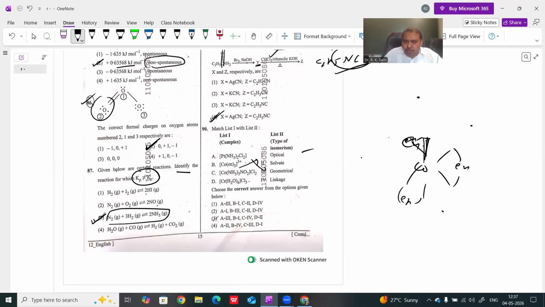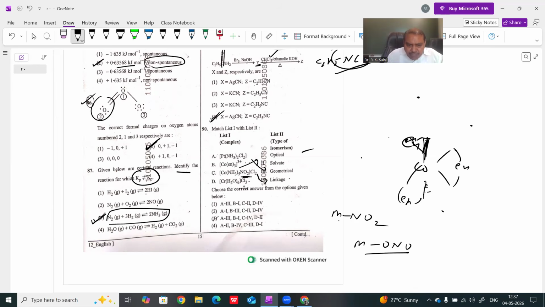One bond is above the plane and another one is below the plane. Therefore there is no plane of symmetry and no center of symmetry, and hence it is optically active. In option C, the compound contains an ambidentate ligand, and so linkage isomerism. NO2 is an ambidentate ligand. It makes a bond with the metal through nitrogen as well as through oxygen. It is an ambidentate ligand, and so linkage isomerism.